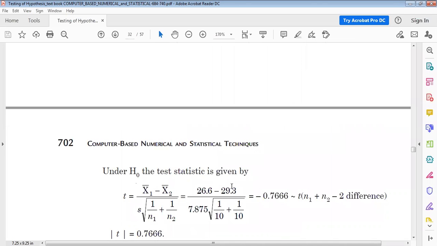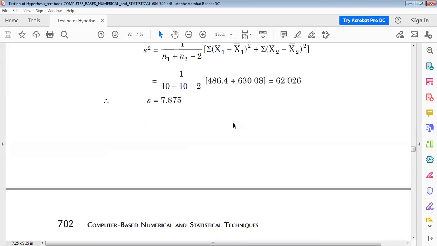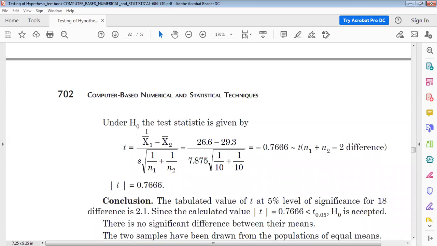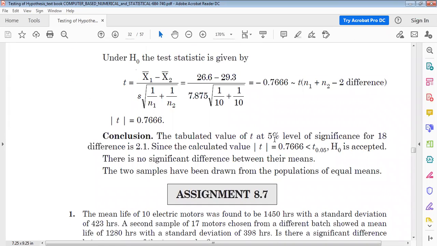Under H naught, the null hypothesis, the test statistic t is given by this: 0.76. But at 5% level, at 18 degrees of freedom. Where does 18 come from? Actually, 10 plus 10 minus 2. First sample size 10, second sample size also 10. So 10 plus 10 minus 2 gives the degrees of freedom: 18.